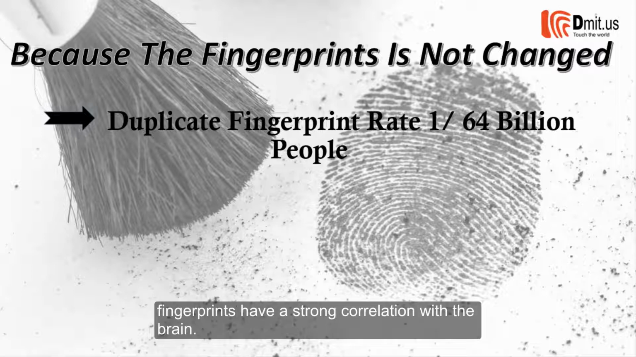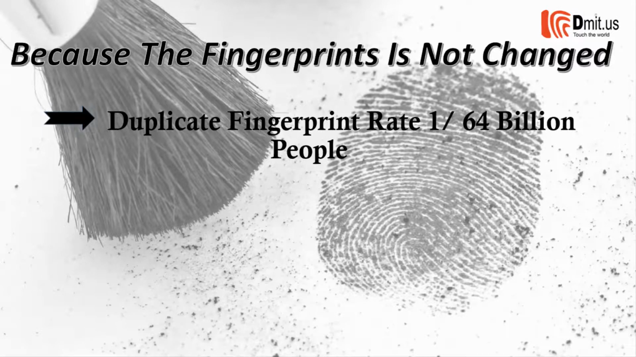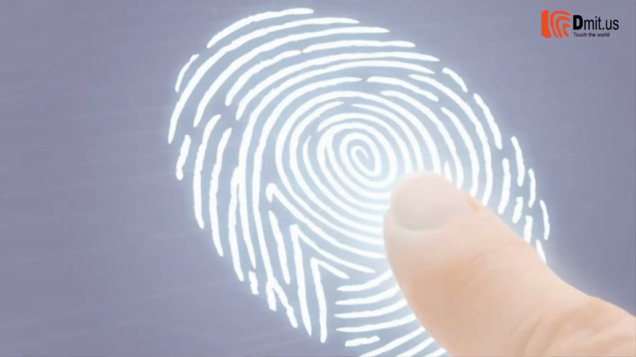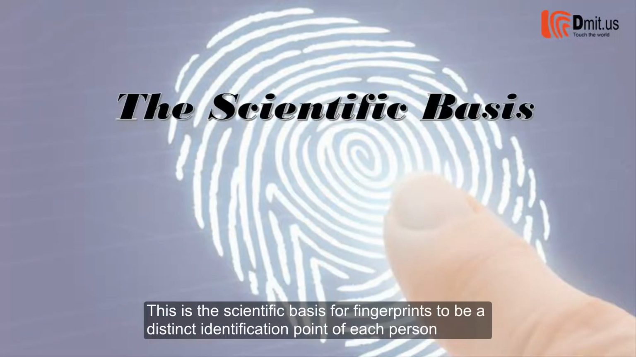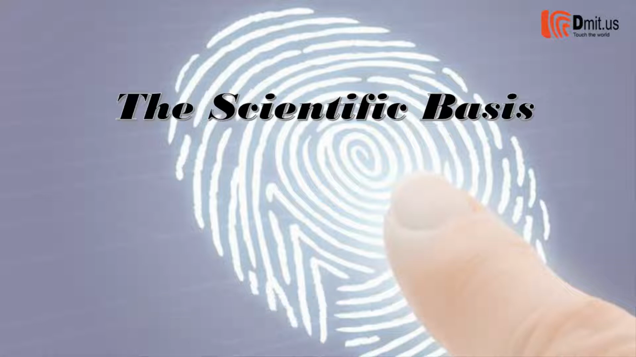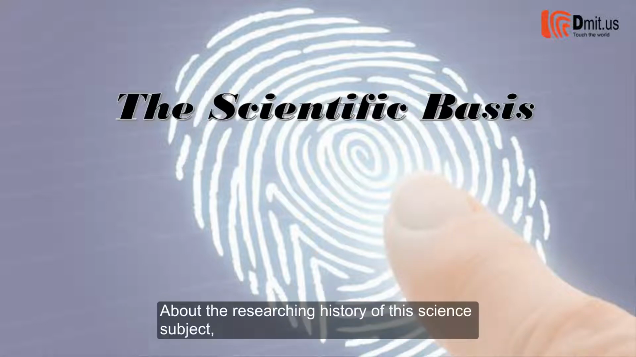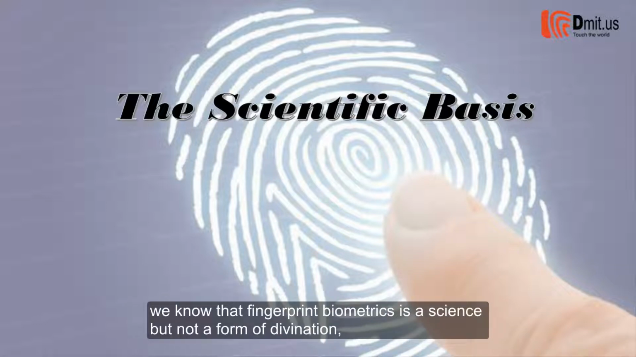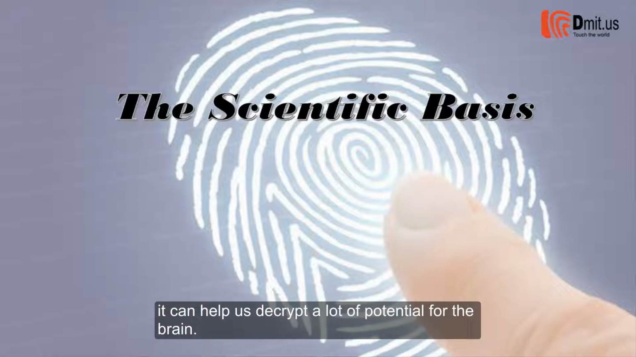Especially, fingerprints have a strong correlation with the brain. This is the scientific basis for fingerprints to be a distinct identification point of each person and a basis for analyzing potentials and intellect. About the research history of this subject, we know that fingerprint biometrics is a science but not a form of divination. It can help us decrypt a lot of potential of the brain.